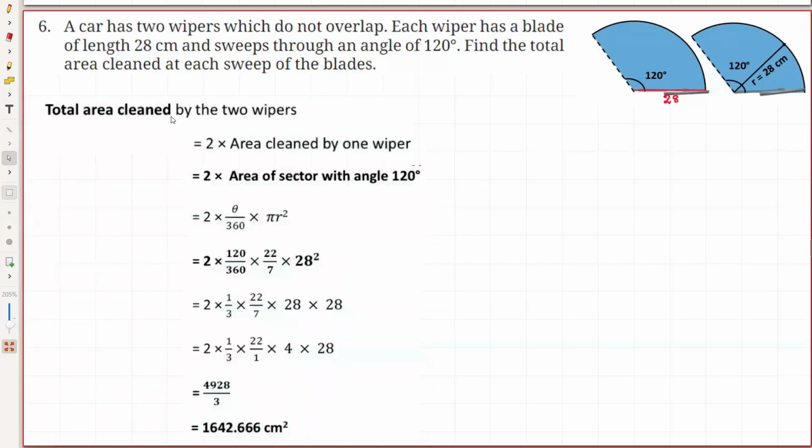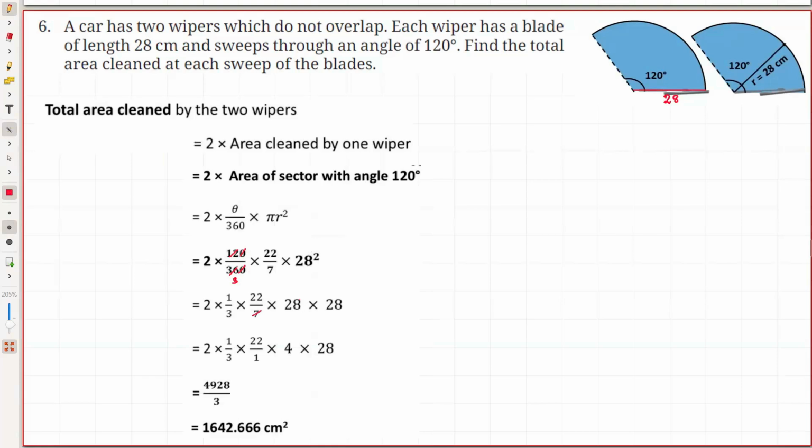So the total area cleaned by the two wipers is equal to 2 times the area cleaned by one wiper. One wiper is in the form of a sector, so it is 2 times the area of the sector with angle 120 degree. So 2 into theta by 360 into pi r square. Theta value is 120, so 120 by 360 into pi value 22 by 7 into radius 28, the whole square. Expand. We can cancel the zeros. 1 12s are 12, 3 12s are 36, and 28 into 28.